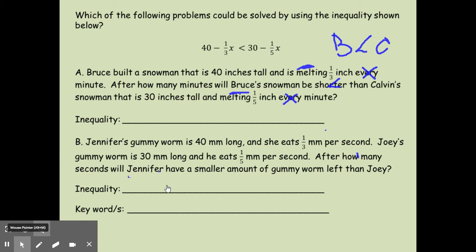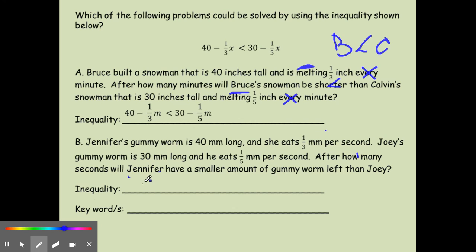Okay, so now we have our equation. We have 40 inches, melting a third of an inch every minute. It's less than, right? I wanted it to be less than, so yes. 30 inches tall, melting 1/5 inch every minute. Okay, that seems to be correct. Now let's go look at B just in case.